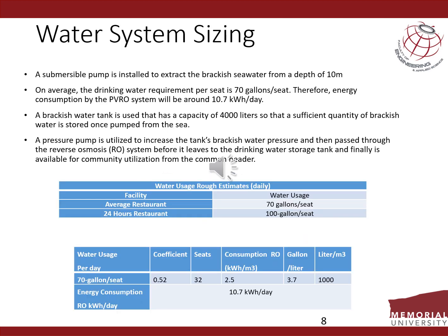As far as the sizing is concerned, in this restaurant the per-seat water requirement is 70 gallons per seat, and through this we can estimate that the amount of energy required to run the RO system is 10.7 kilowatt hours per day. Also, a brackish tank with a capacity of 4000 liters is used, so that when the motor is running, fresh water can be stored in this system.